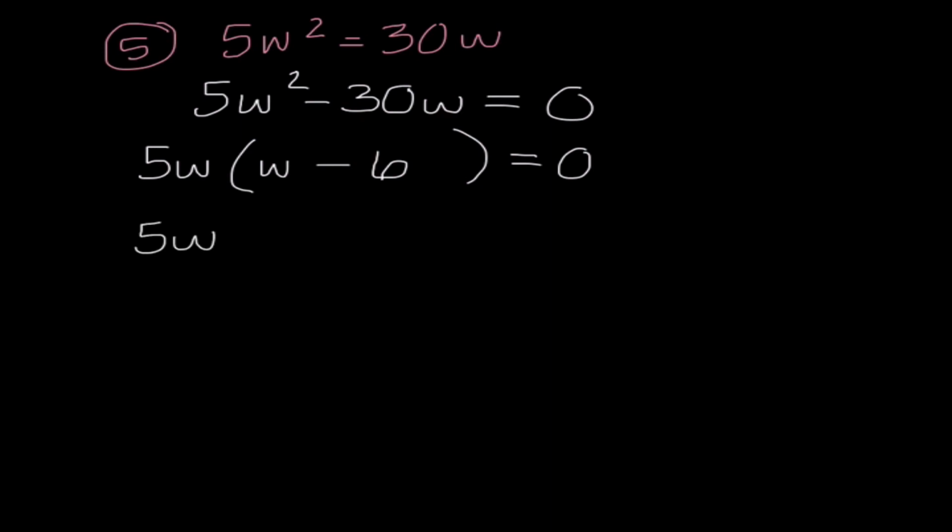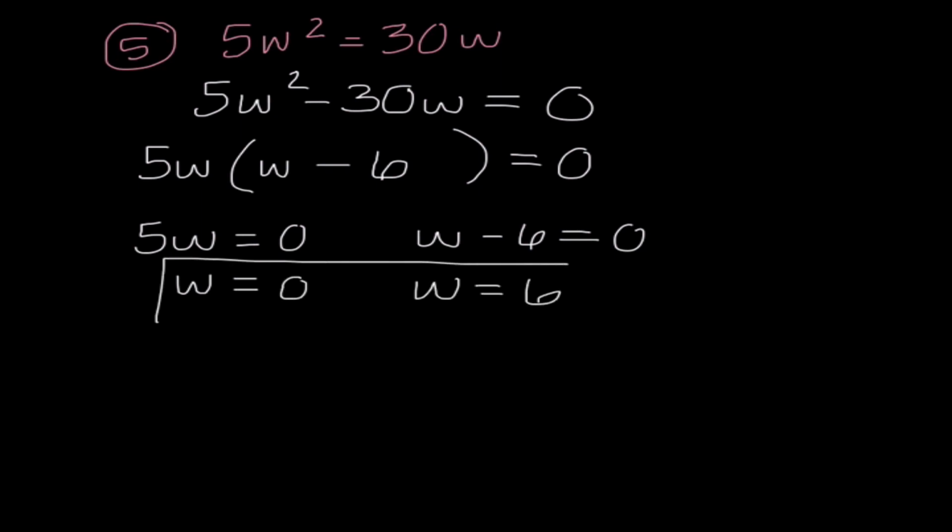And I know 5w times negative 6 is negative 30w. So now this is factored into linear factors. Linear means that my degree is 1. And this one's a little bit different. The previous problem where we had a GCF, I just had a number, so we couldn't solve because we did not have a variable to solve for. Here, I would divide both sides by 5, and I would get w equals 0. And then my other equation gives us the answer, w equals 6. Once again, I have 2 answers, which makes sense with our degree of 2.